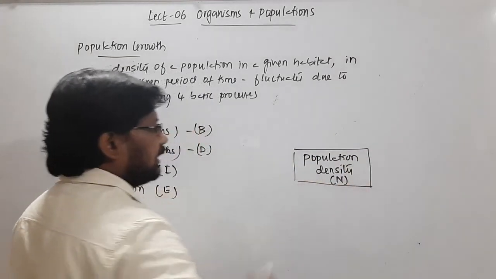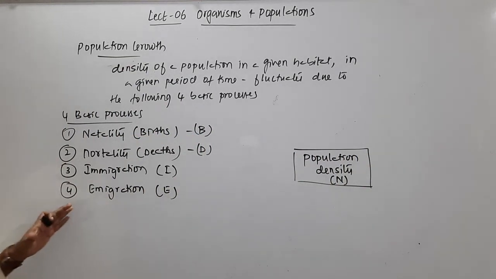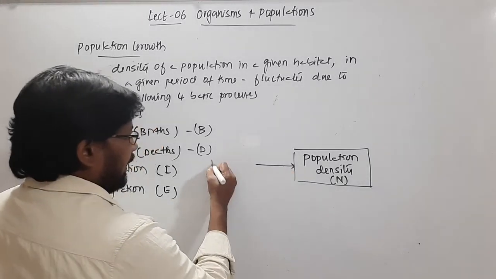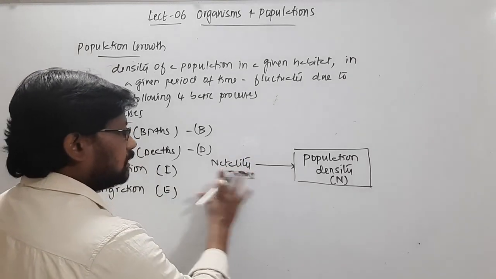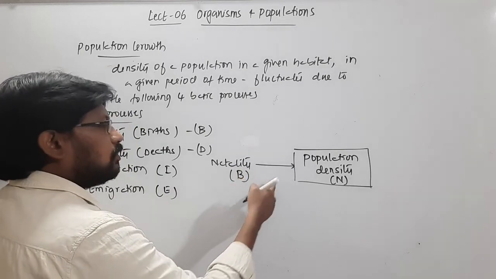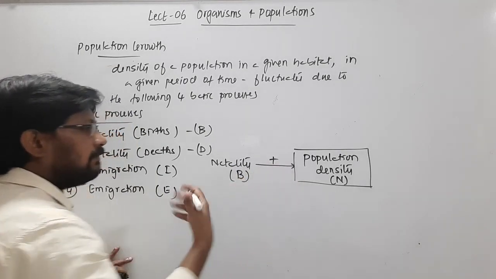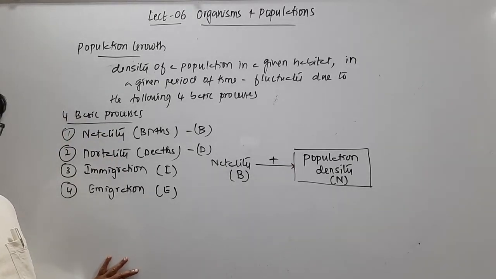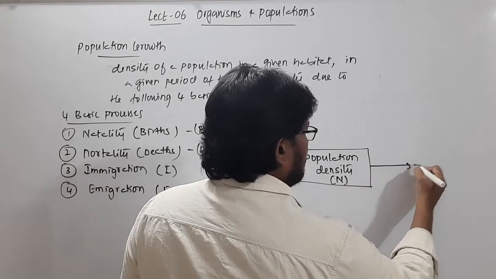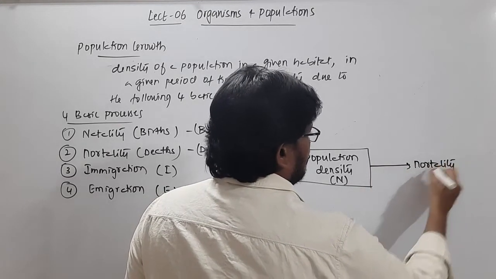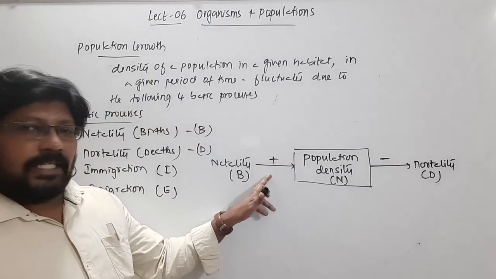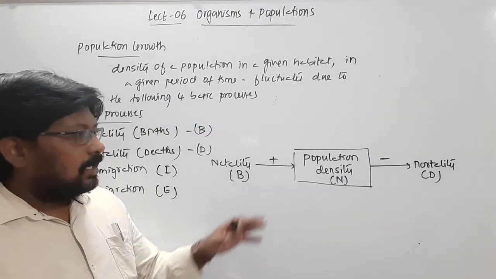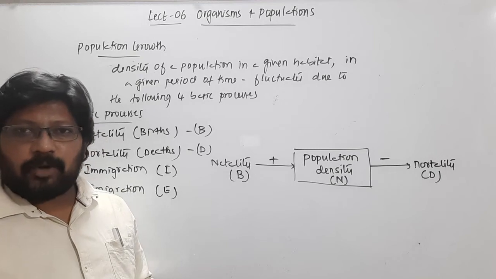How this population density is going to fluctuate based on these four basic processes. Now the births, so that is natality. Births, which I'll denote with B later, are going to add new individuals to the population. So births will always increase the population density, whereas the mortality, which I'll denote as D, is going to decrease the population density. Here plus indicates it is increasing the population density, minus indicates it is decreasing the population density.